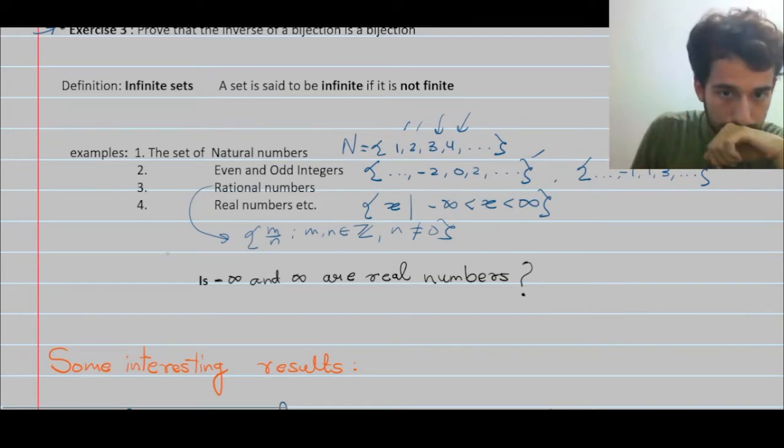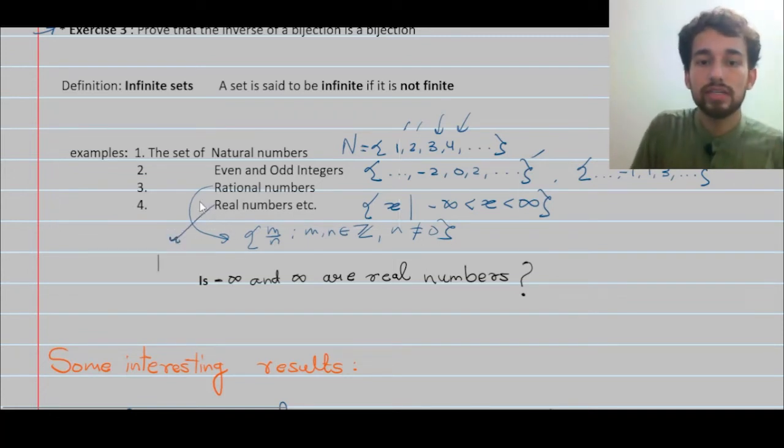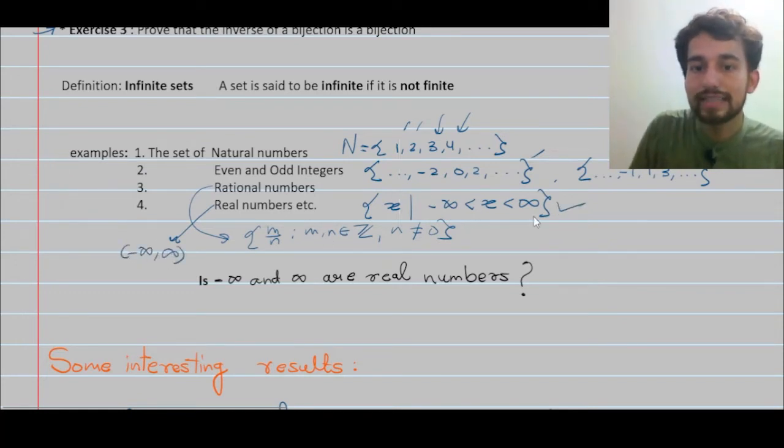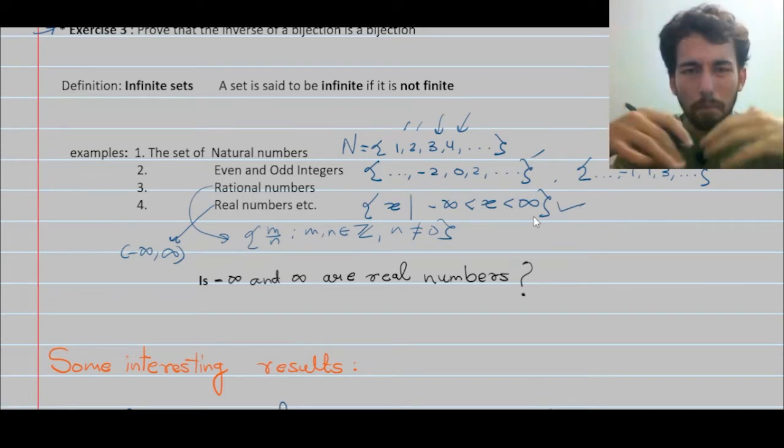Now, this is very important. The set of real numbers is again an infinite set, which we denote by this open interval. And in set theoretic notation, we write it like this. So this is again an example of an infinite set. Try to construct more examples yourself.